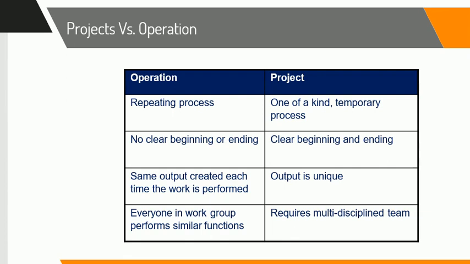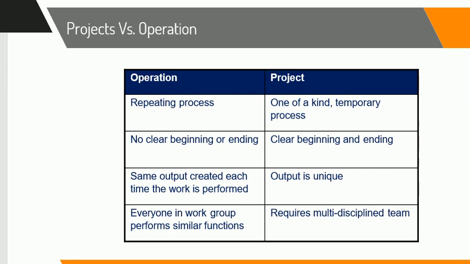But if you are talking of the project, as I said before, it has a clear beginning and ending. Similarly, when we are talking about operations, the same output is created each time. Like I told you, one plant generating the same cars for the second time, third time, fourth time. So it will just be the same operations. But when we are talking about a project, the output is unique. The models of the car can be different, the input can be different, the items can be different. So it becomes a unique kind of thing.